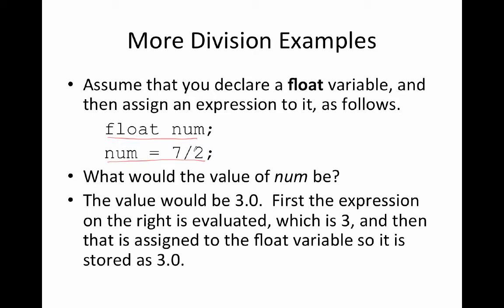The way an assignment statement always works is that we get the result of the expression first. 7/2, both of those operands are integers, therefore that's the whole number division operator, and we're going to get the integer value 3 as a result. Then we take the integer value 3 and assign that to the variable num, which is float, so essentially it assigns like 3.0. It assigns the 3 as a float or a real number.